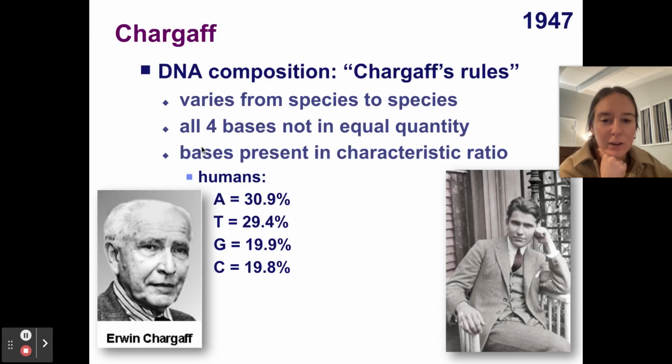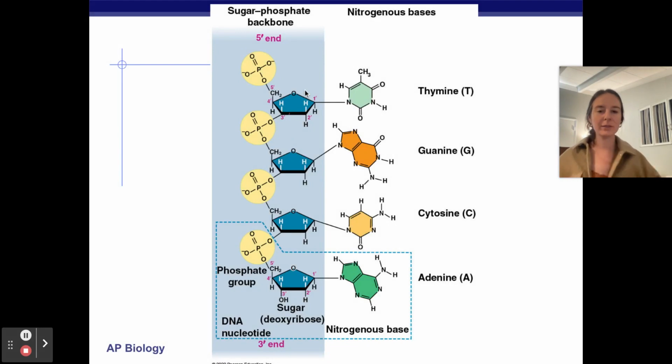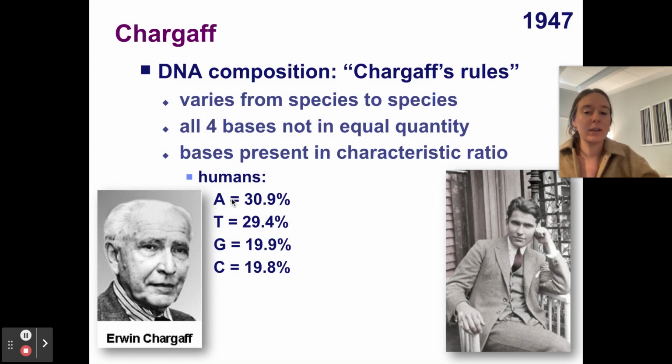And he found that in humans, there was a ratio of bases that is consistent for every human that he studied. He studied the DNA of many humans, and he found that adenine always comes out to 30% of the DNA molecule. So if you were to look at the whole molecule and count up how many adenines compared to all the other pieces, 30% of that molecule is made up of A bases. Around 30% is made up of T's, 20% is made up of G's, and 20% is made up of C's.